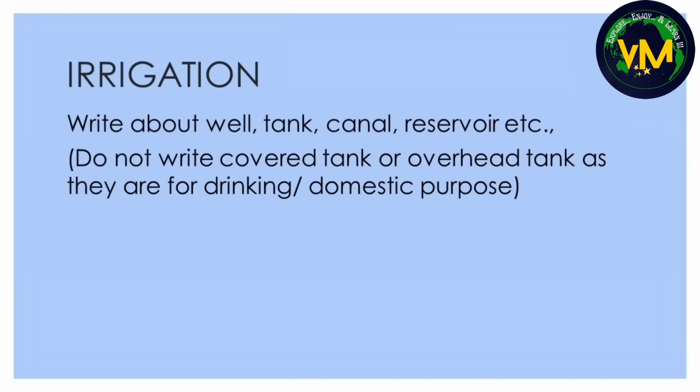When the question is about irrigation, you should write about well irrigation, tank irrigation, canal irrigation or reservoir, whichever is present in the map. Mostly it will be perennial lined wells. And remember, do not write about covered tank or overhead tank because we do not use them for irrigation, but they are used for drinking or domestic purpose.